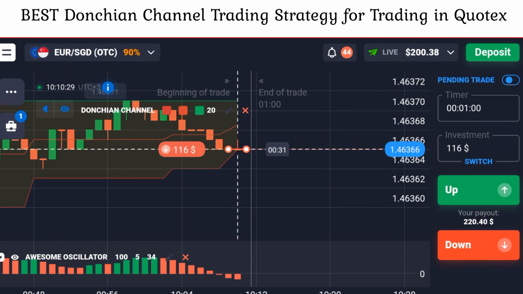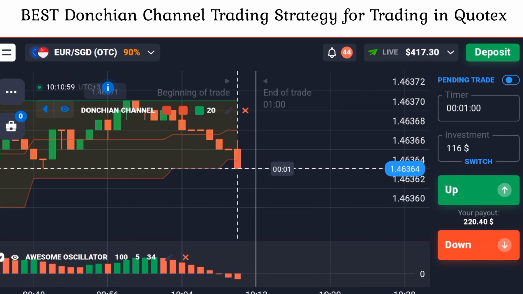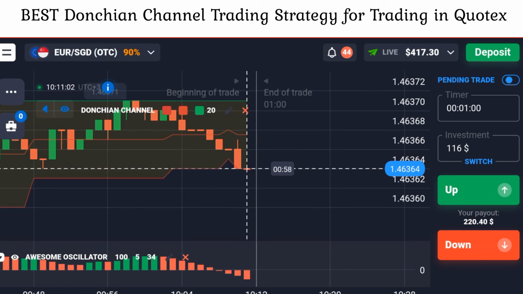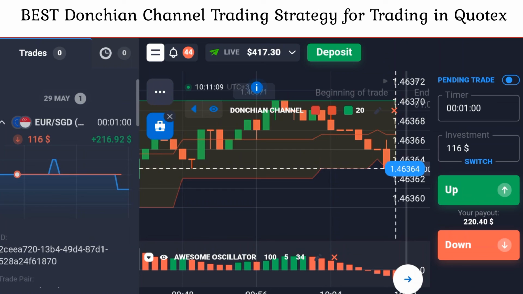33 seconds until the close of that trade. 11 seconds, 5, 4, and it has just closed in profits. Let's have a look at it. It closed in profits, giving us $216.